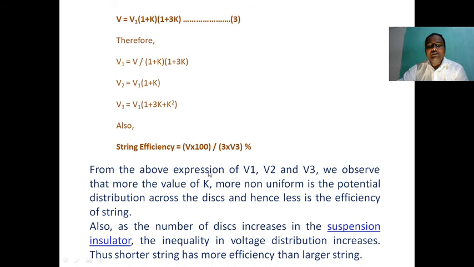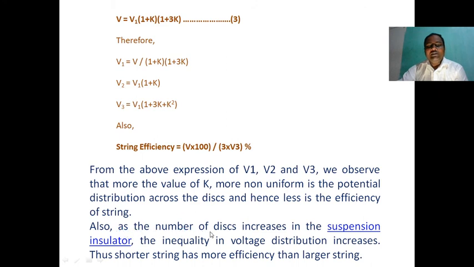From the above expressions of V1, V2 and V3, we observe that the more the value of K, the more non-uniform is the potential distribution across the discs, and hence the less is the efficiency of the string. This is a very important point. As the value of K increases, the potential distribution across the string becomes non-uniform. So maintain the K value as low as possible to increase the efficiency of the string. Once again, decreasing the value of K increases the string efficiency.